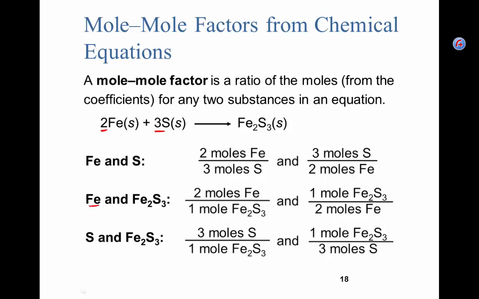If I was looking at iron and iron(III) sulfide, then I have 2 of the iron for every 1 of the iron(III) sulfide, or vice versa, 1 over 2. Now if I was looking at sulfur and the iron containing compound, then I would have 3 to 1 or 1 to 3. So the coefficients in a balanced equation enable me to write a mole to mole ratio.